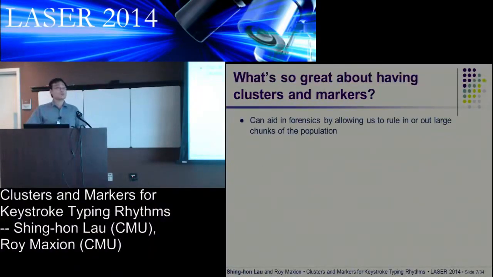So you might ask, well, what's so great about having these clusters and markers, right? Why do we care? There's a couple of reasons. First, it can greatly aid us in forensics by allowing us to rule in or out large chunks of the population. If you go back to the blood type analogy, if you think about going to a murder scene, the police might say something like, well, we know the murderer has type A blood. Well, when they're looking for suspects, they can immediately rule out anybody that doesn't have type A blood.